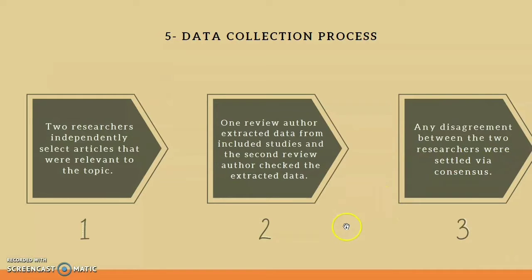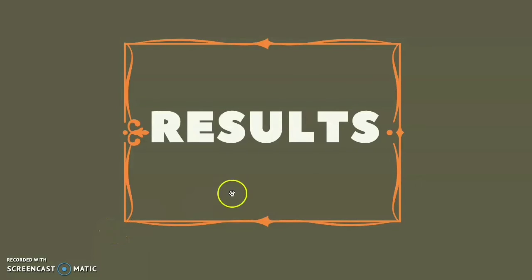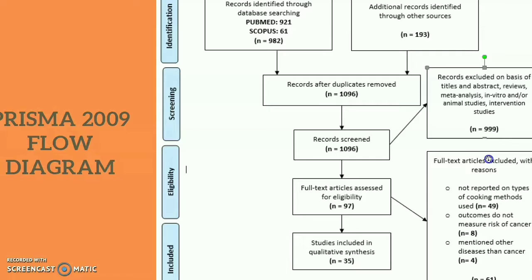The data collection process: two researchers independently selected articles that were relevant to the topic, and one review author extracted the data and the second review author checked the extracted data. Any disagreement between the two researchers was settled via meeting or consensus. The data items are shown in table 1, and the tool that was used for quality assessment is the Newcastle-Ottawa Quality Assessment Scale. We move on to the main part for today, which is the results.